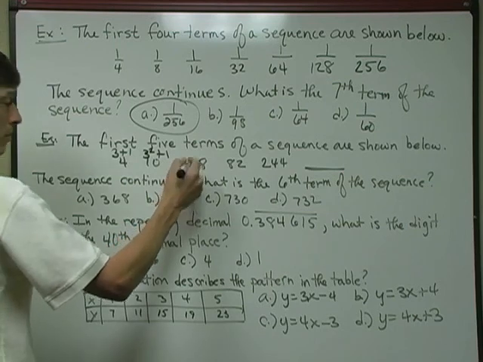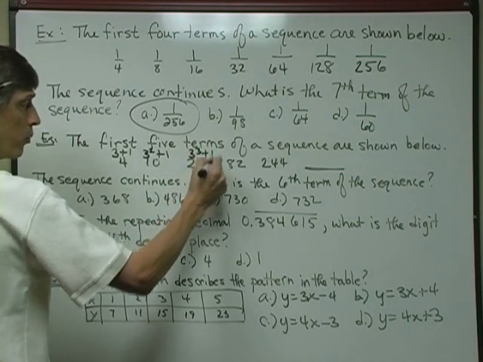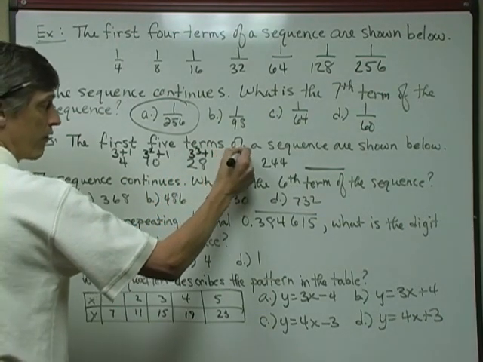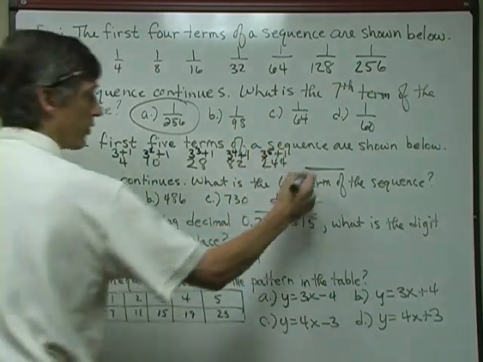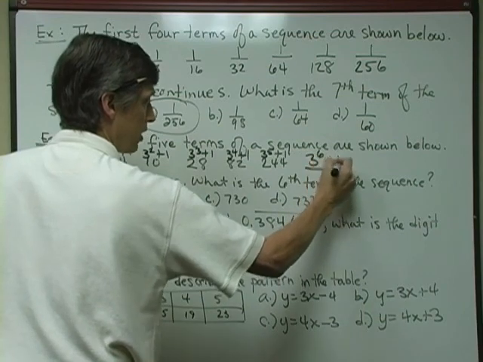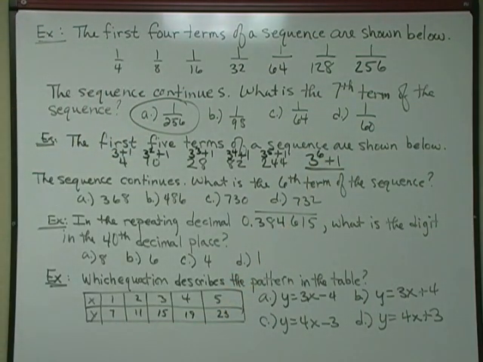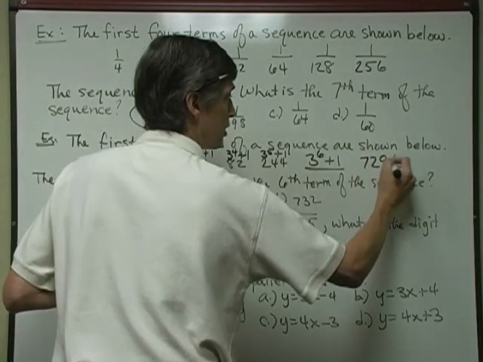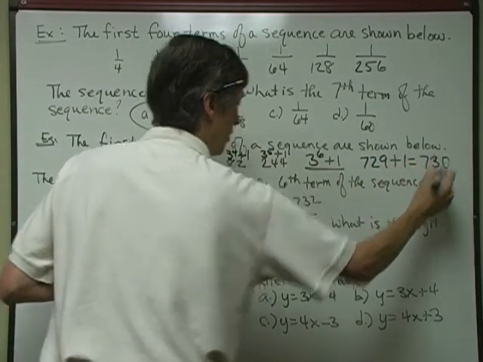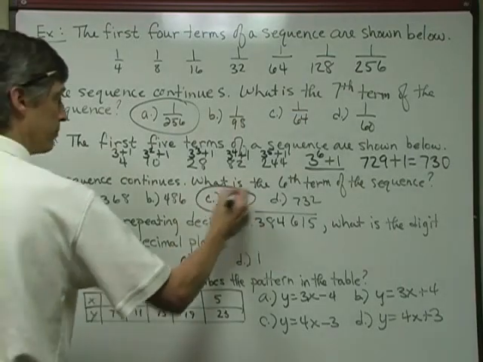27 is 3 times 3 times 3, so it's 3 to the 3rd plus 1. This turns out to be 3 to the 4th plus 1. This turns out to be 3 to the 5th plus 1. So the next one has to be 3 to the 6th plus 1. Now 3 to the 6th is 3 times 3 times 3, 27 times 3, 81 times 3, 243 times 3, 729 plus 1, or 730, and I hope that that's a choice, and it is.